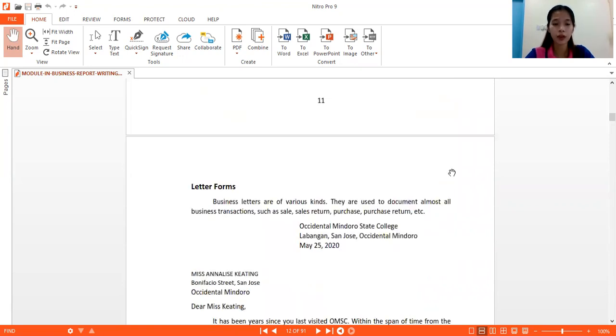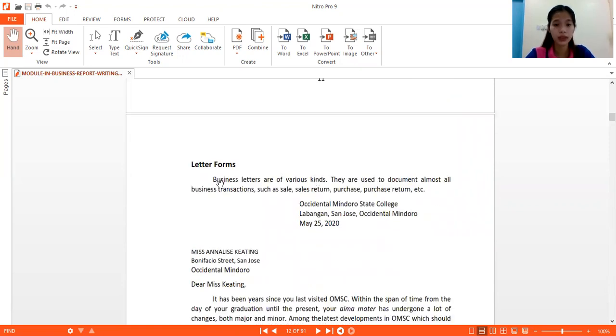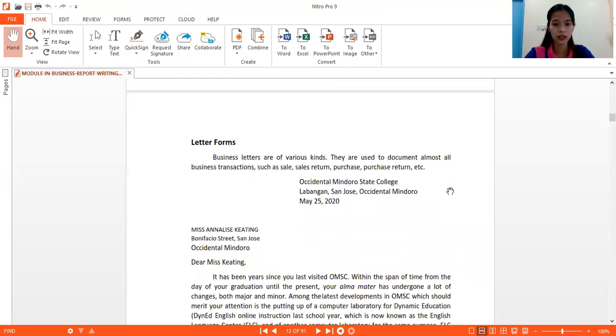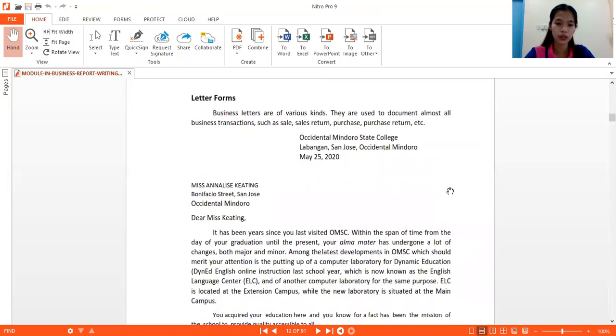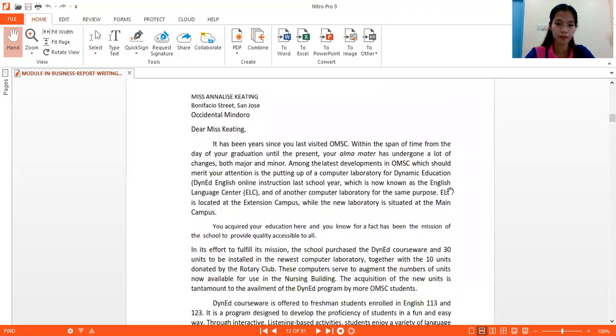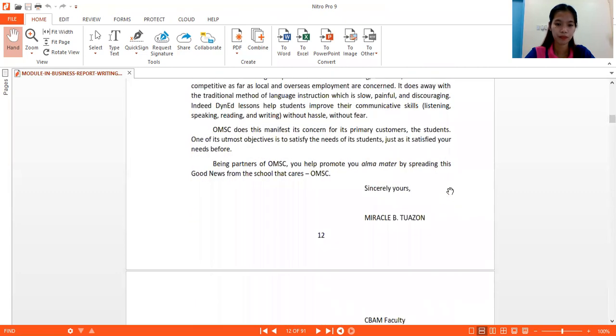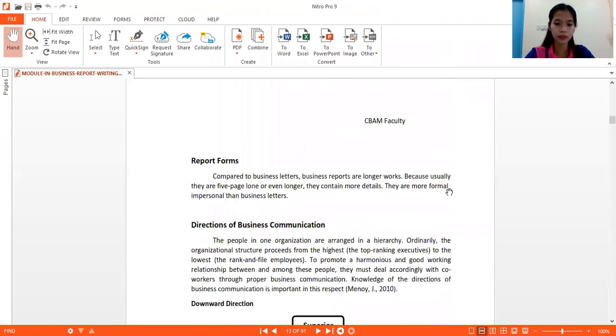Next, letter form. So, business letters are of various kinds. They are used to document almost all business transactions such as sale, sales return, purchase return, and others. Here is an example of letter forms. Report forms.